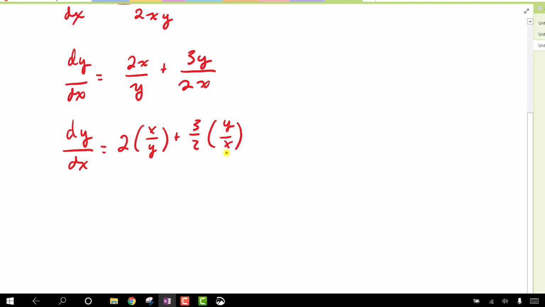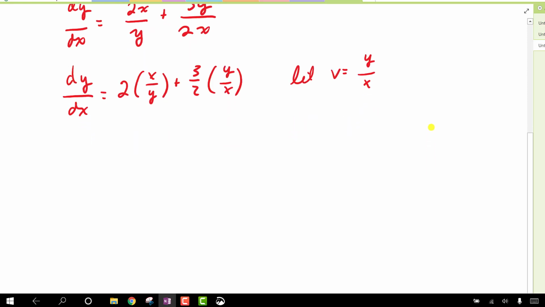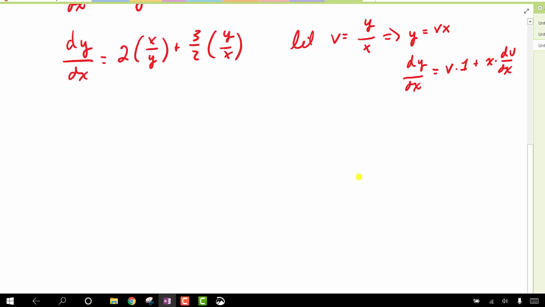Remember, the general trick for these homogeneous equations is to let v equal y over x. The consequence of that, let's solve for y. That gives us y is equal to vx. So a consequence is that dy/dx is equal to, using the product rule, the first times the derivative of the second plus the second times the derivative of the first. Well, that simplifies to v plus x dv/dx.